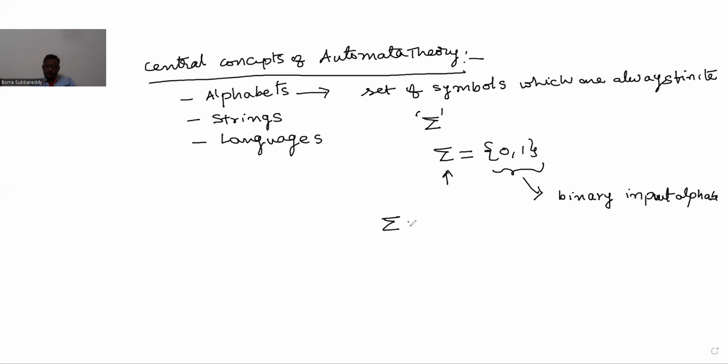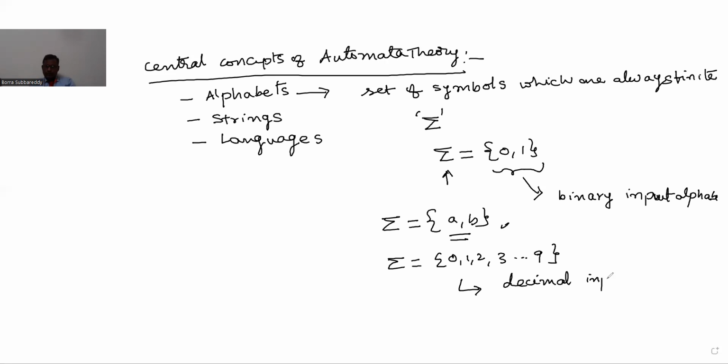I am considering another example, sigma equal to {A, B}. This is an input alphabet which is always finite. Another example of an input alphabet is 0, 1, 2, 3 and so on up to 9. This is also called a decimal input alphabet. The decimal number system has 10 symbols.